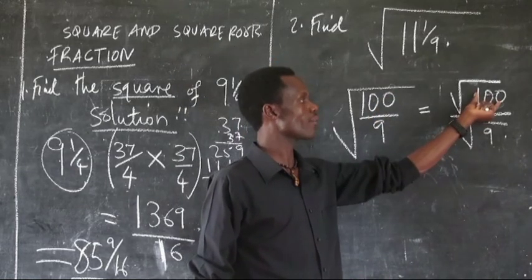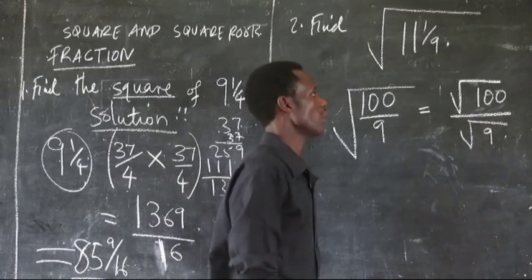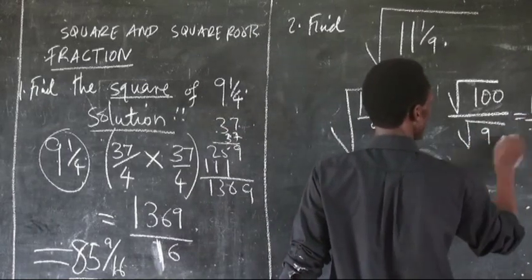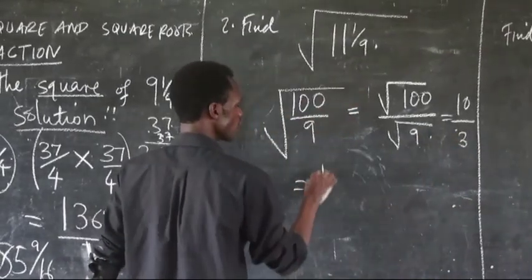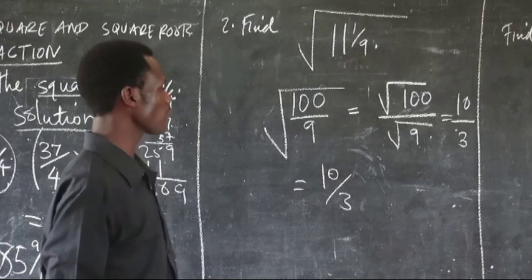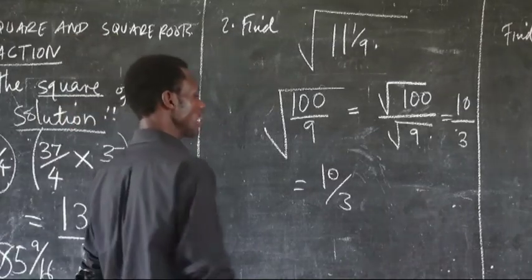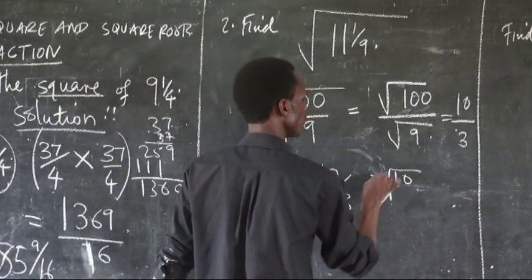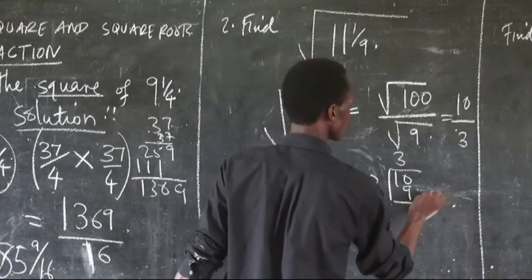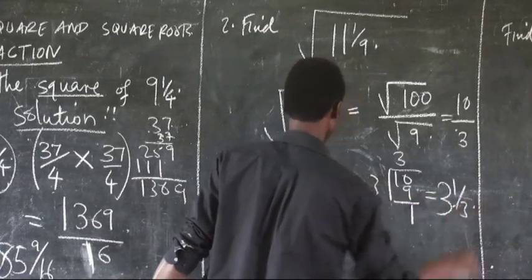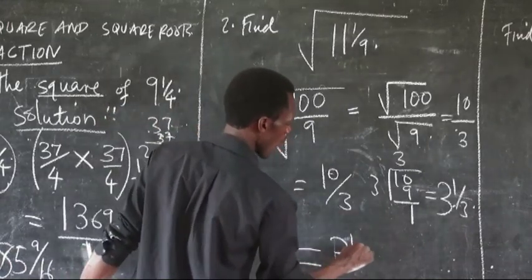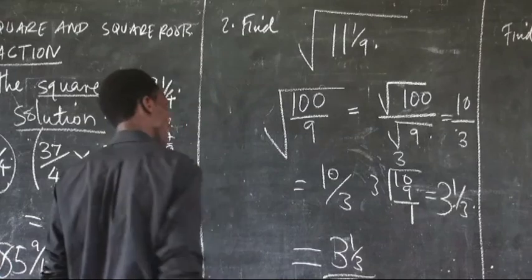Then, the square root of 100 over the square root of 9. Now, the square root of 100 is equal to 10, and the square root of 9 is 3. Now it's equal to 10 over 3. If it is 10 over 3, you take 10 and divide it by 3, which gives 9, then 1. Then it's equal to 3, 1 over 3. The answer is equal to 3, 1 over 3.